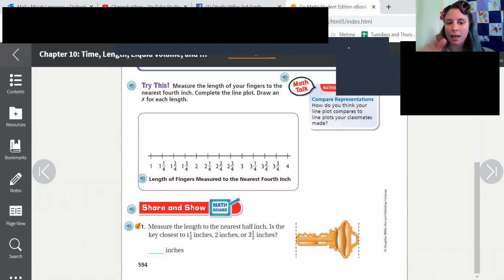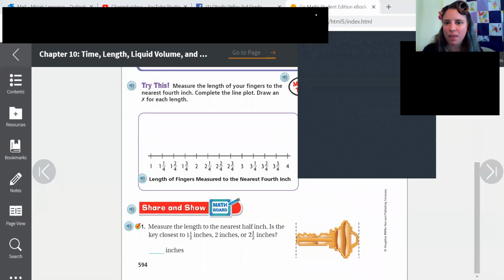You're going to do the same thing with the key, just measure it. Make sure you know how long it is and you're measuring it to the nearest half. All right, guys, good luck with your measuring.